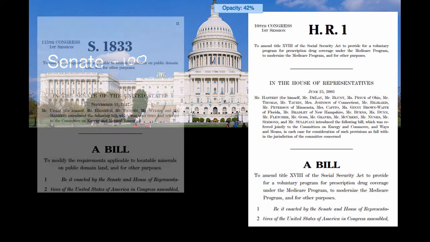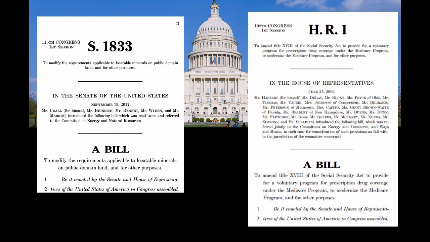We can similarly look at a Senate bill, and it has some similarities. And the key thing to appreciate is that a bill could be introduced into the House initially or into the Senate initially. And sometimes you have parallel bills that are essentially trying to do the same thing, going through both chambers at the same time. But right over here, this is Senate Bill 1833. This is in the 115th Congress, to modify the requirements applicable to locatable minerals on public domain land and for other purposes. And this is September 19th, 2017.